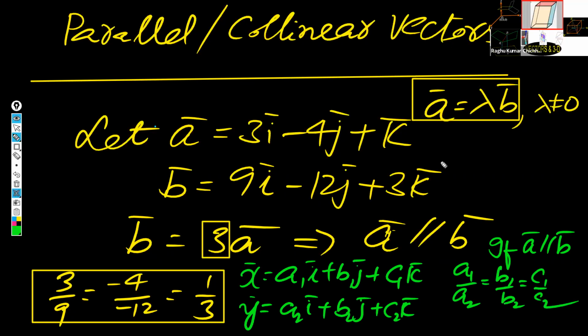But how is this seen in vectors? This is seen as a linear combination, which is nothing but A bar by B bar is equal to lambda. Understand this. If you understand this, the entire vectors and 3D goes easy for you. So the representation of parallel or collinear vectors in vectors is shown as A bar is equal to lambda B bar. It is converted to 3D like this: A1 by A2 is equal to B1 by B2 is equal to C1 by C2 is equal to lambda. So let us work out some problems based on this.